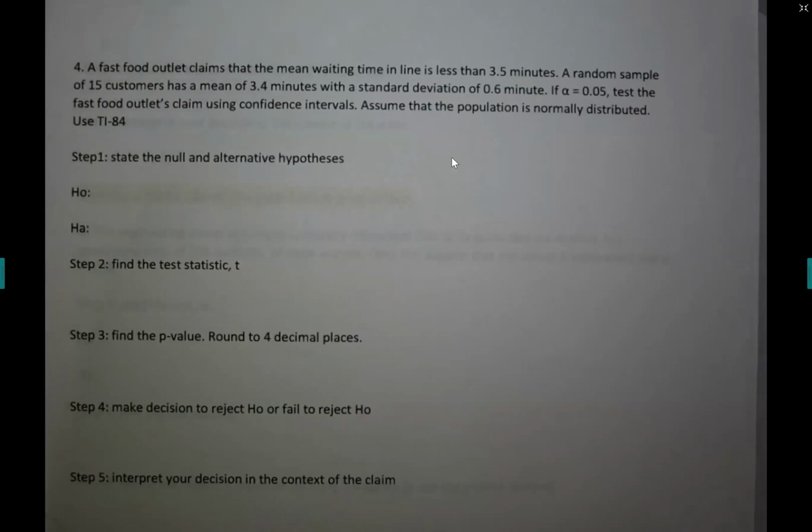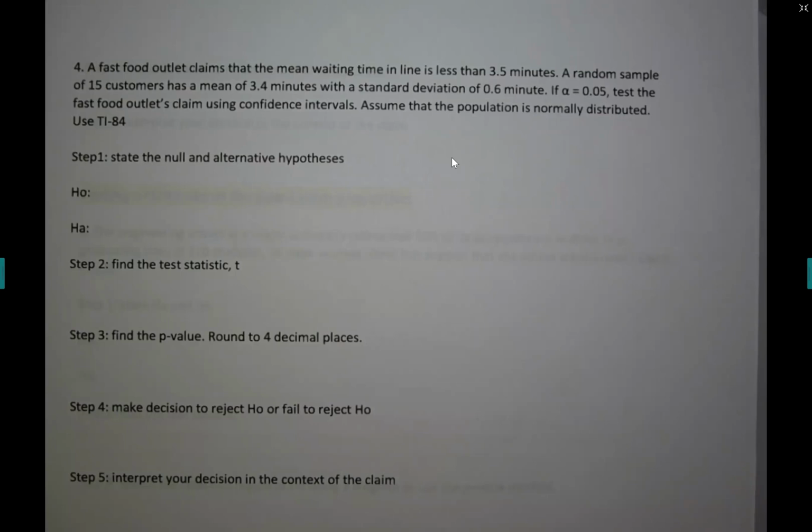Mr. Bazzi, if the claim is an HO and then you failed to reject HO, what do you say? There is not enough evidence, but not to support the claim, not to reject the claim. You cannot reject the claim. So at no point, if HO has failed, do we say there is enough evidence? Never, because we're never trying to reject it.